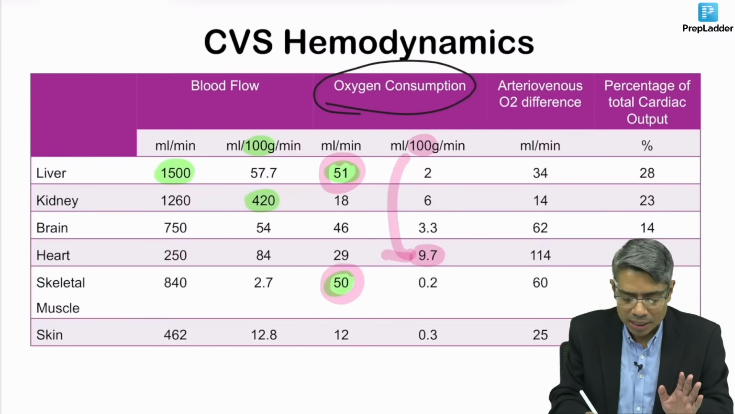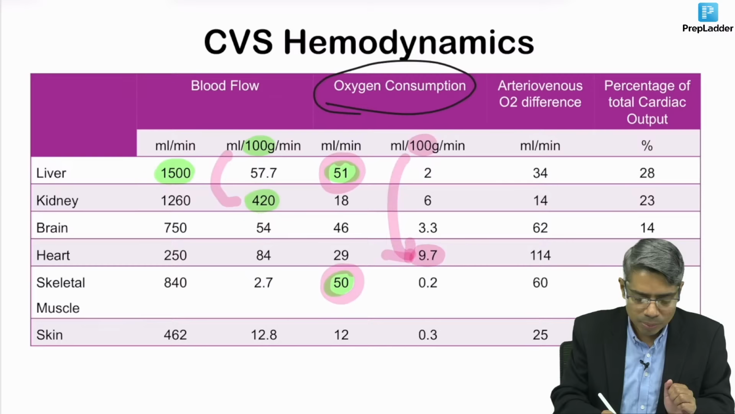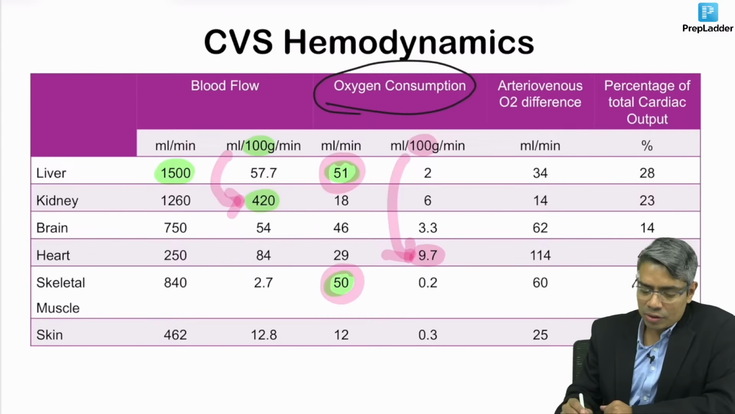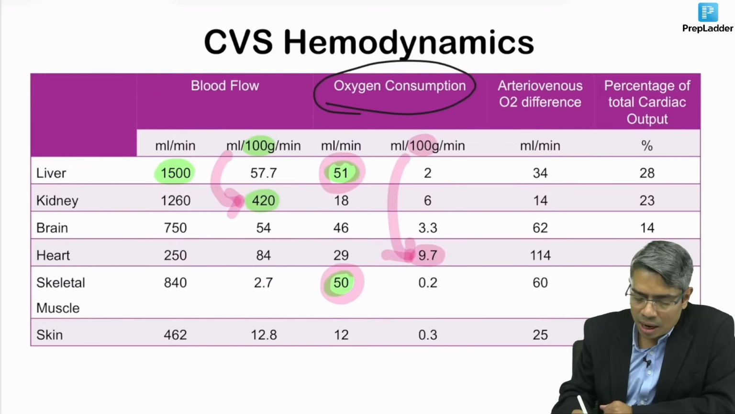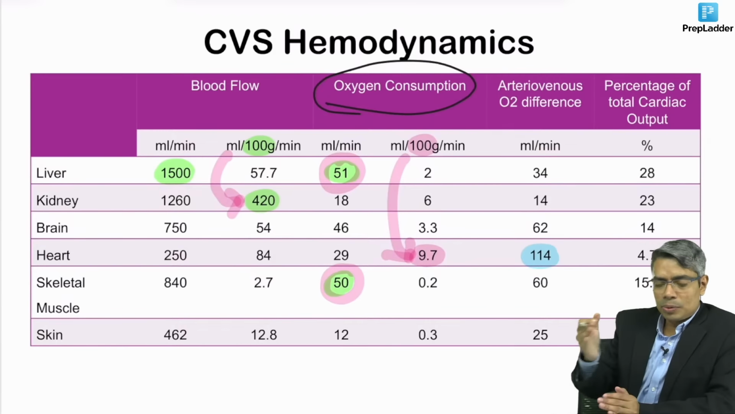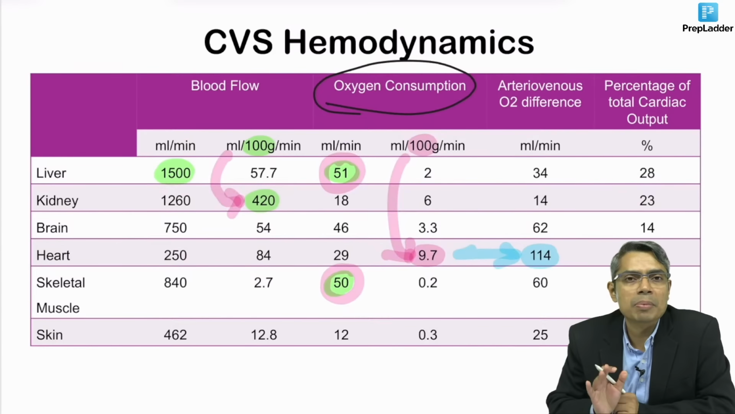So, per 100 gram of tissue, heart is the answer, and per 100 gram of tissue, blood flow is maximum in kidney. Same way, artery venous oxygen difference is highest. Artery venous oxygen difference means which organ is consuming huge amount of oxygen from artery. That is why if you take the artery venous oxygen difference, that is maximum in which organ? Again your answer is heart. So, this way you have to read this table, some important lines from here.